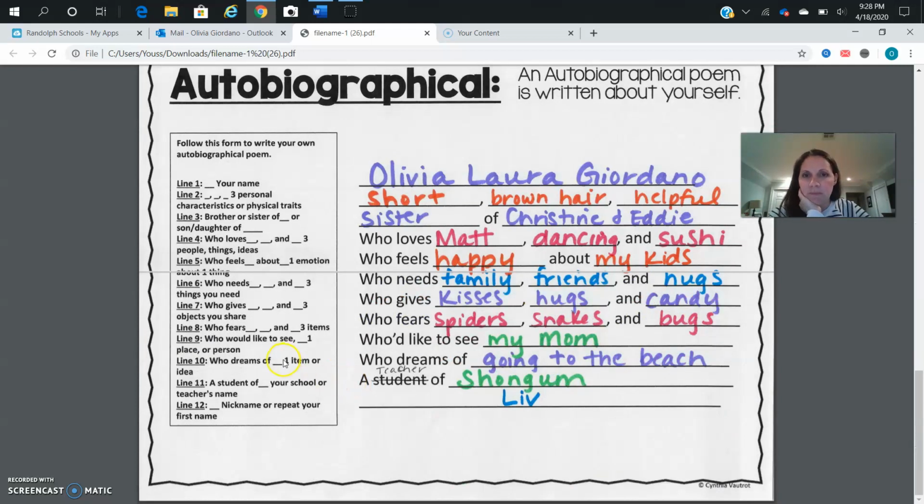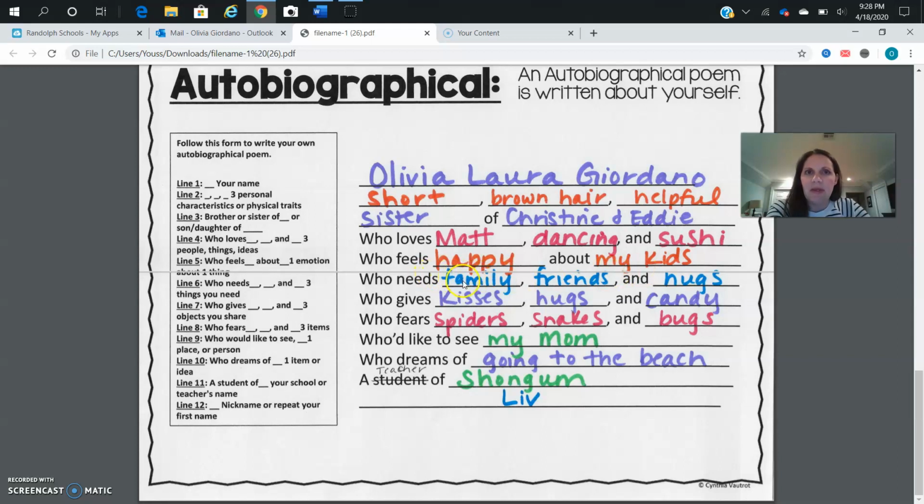So here's mine. I put down my name as Olivia Laura Giordano, and some of the characteristics or physical traits that I put: I'm short, I have brown hair, and I'm helpful. I am a sister. I have an older sister, Christine, and a younger brother, Eddie. Who loves Matt, that's my husband. I love dancing, and I love sushi. Who feels happy about my kids.